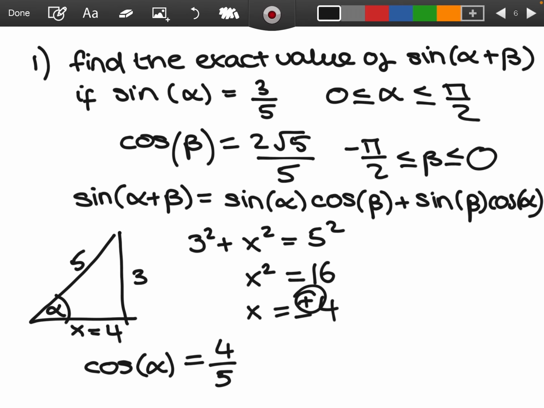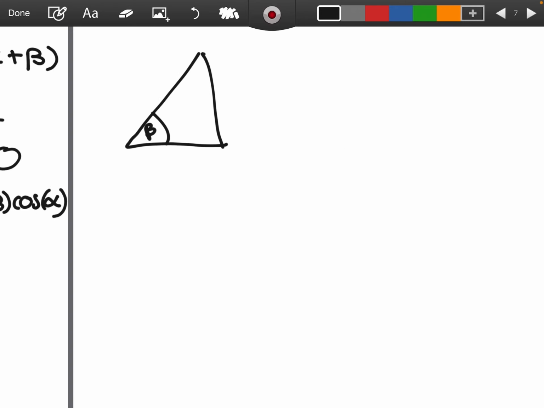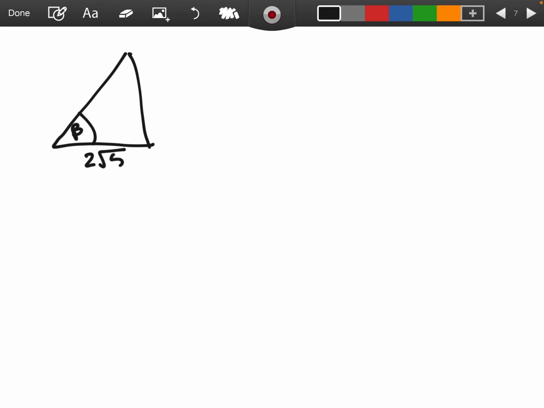I'm going to do the same thing with beta. Again, I'm going to draw a triangle with my angle beta. Now I know from my problem here that cosine of beta is 2 the square root of 5 over 5. Cosine of an angle is adjacent divided by hypotenuse. So adjacent is 2 the square root of 5, divided by 5, which is my hypotenuse. And I've got to find my unknown.